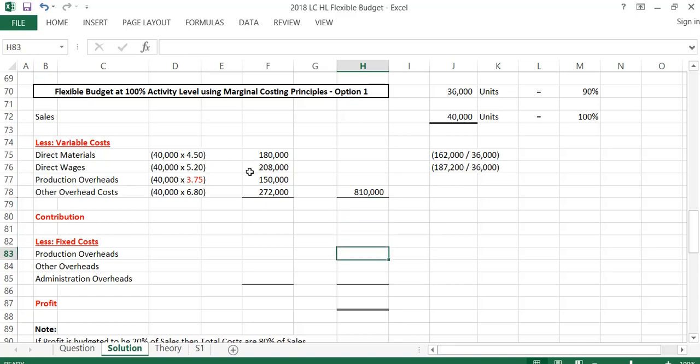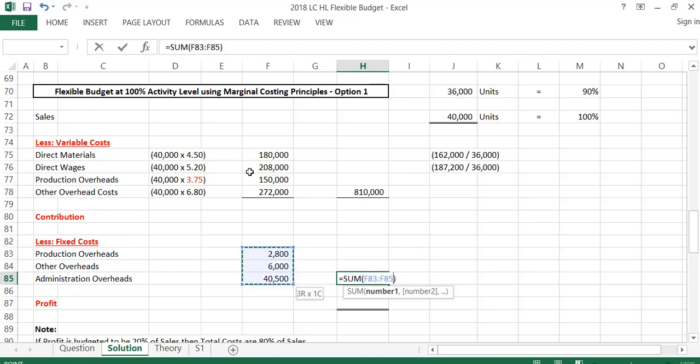Now for my fixed costs. As we said before, the fixed costs are fixed, so they won't change. So the production overheads are 28,000, other overheads are 6,000, and administration overheads are 40,500. So my total fixed costs come to 74,500. So that should be 28,000, not 2,800.